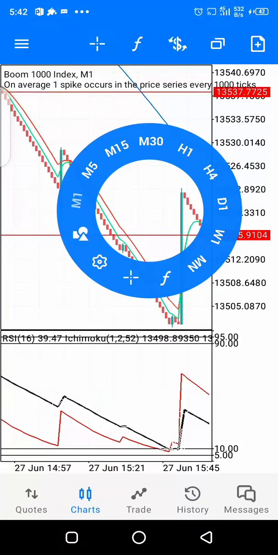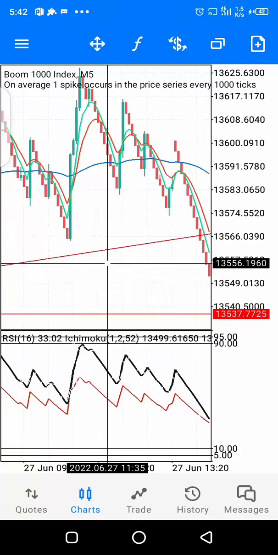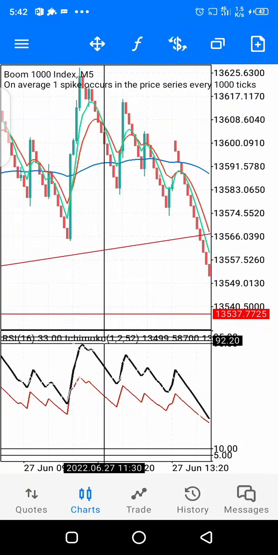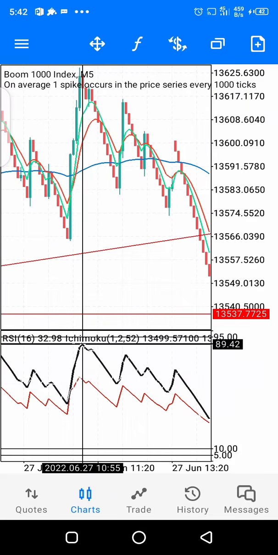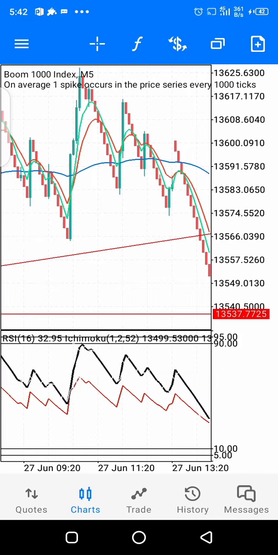Then for scalping, you move to the 5 minutes time frame. Whenever price gets to this level here, you see the Ichimoku, the black indicator here at the oversold area, at the 90-95 area, you sell. As you're selling on the 1 minute time frame, you're catching only 3 to 5 candles on the 1 minute time frame, and you're out.